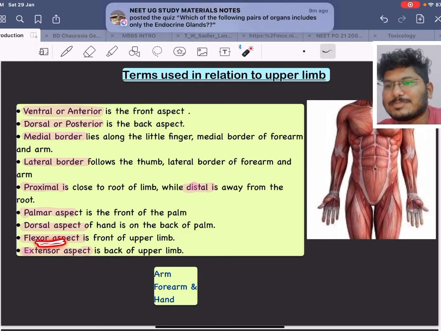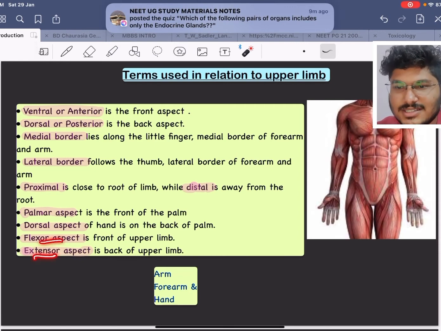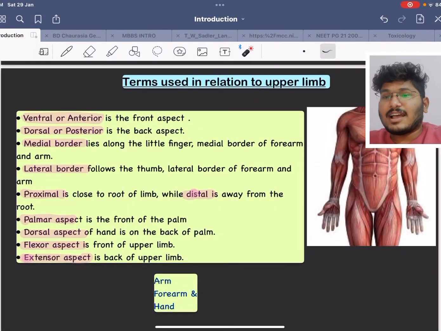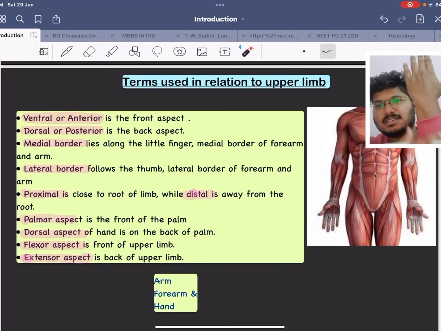Flexor aspect is another new terminology. The flexor aspect is nothing but the front part of the upper limb, and the extensor aspect is the back part of the upper limb. So the anterior or ventral part is otherwise the flexor part of the upper limb, and the posterior part is otherwise the extensor part of the upper limb. You need to remember it this way. What flexion and extension are, we will see in the next class, in the movements related to regional anatomy.